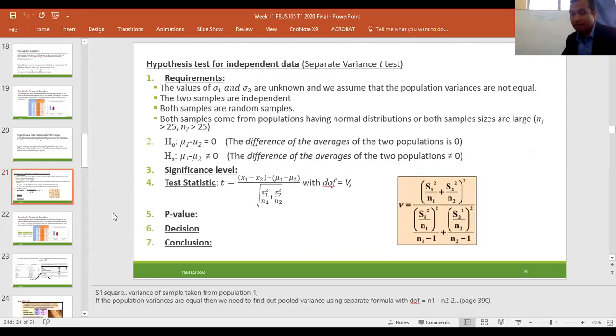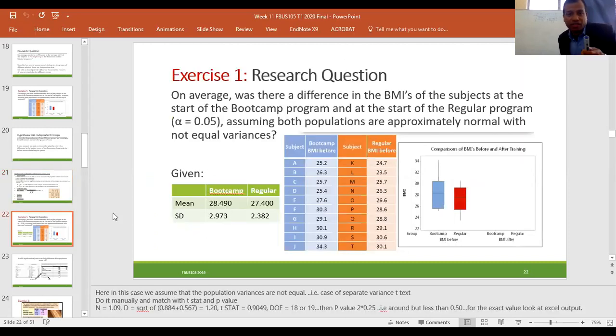Sir, where did you get 10? Sorry, which one? 10. 10 is the sample size. You see how many participants are there for the boot camp? Okay, A to J, 10. And for the regular, K to T, 10. And even that was given at the beginning, that 20 students have been taken, 20 participants, and they are divided into 2 different groups. So keep that one in mind. It will be given clearly somehow. You don't have to worry about that.